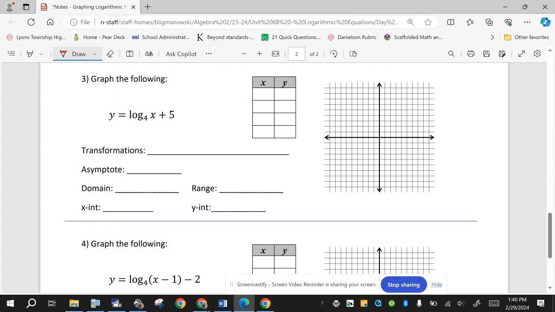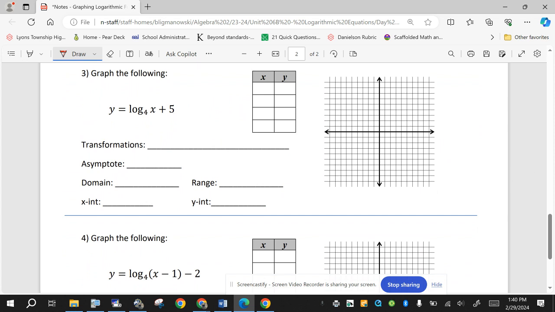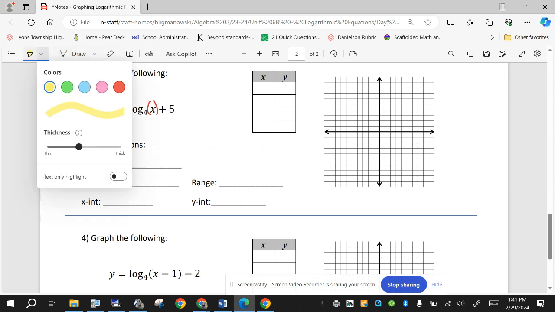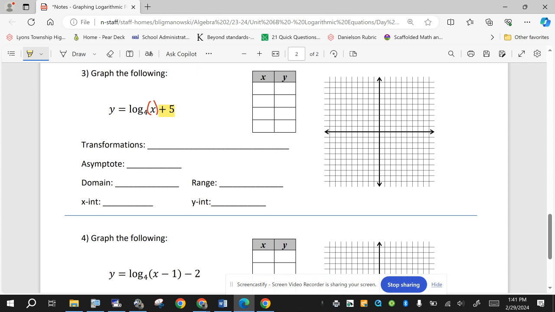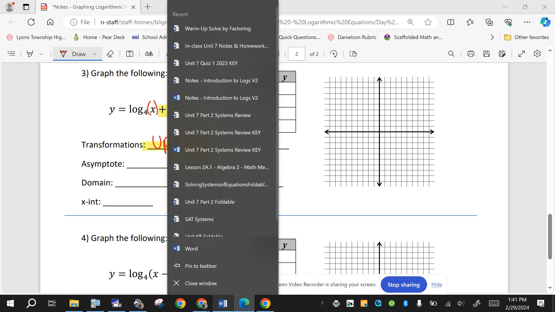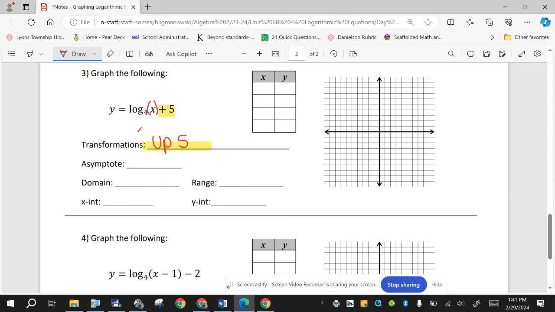All right, let's look at another example. Now this one should have parentheses like this, to show that this plus 5 is on the outside. So if it's on the outside, that means we're going up 5. And since that's up and there's no number in here, that means my asymptote is going to stay x equals 0.